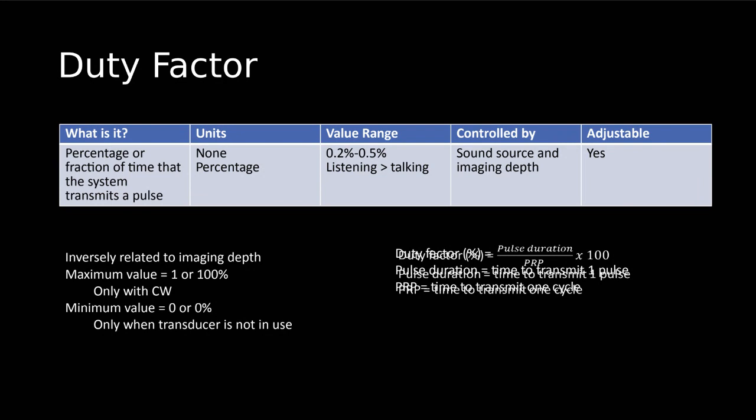So you can calculate your duty factor. If you're trying to get a percentage, you would take your pulse duration divided by your PRP, and you would multiply that by 100. The pulse duration is also going to be equal to the time to transmit one pulse, right? So that's what we're looking for. And the PRP is going to be the time to transmit one cycle. So that's going to be able to calculate how much of that time are you actually talking for? How much time is that system taking to send in that one pulse, that one collection of cycles?